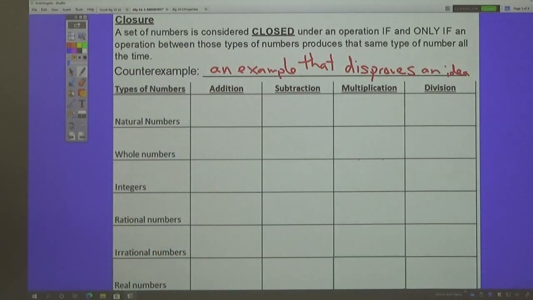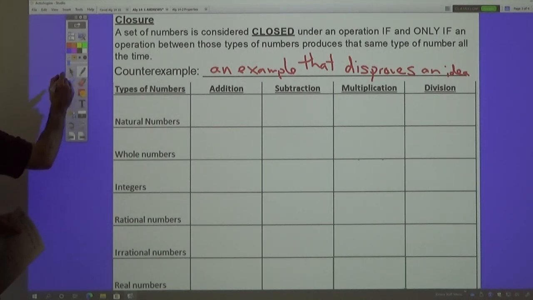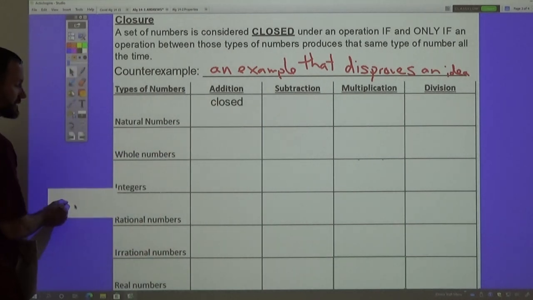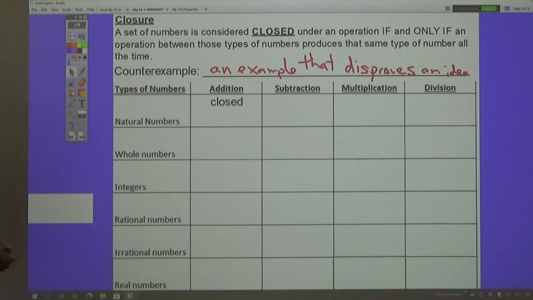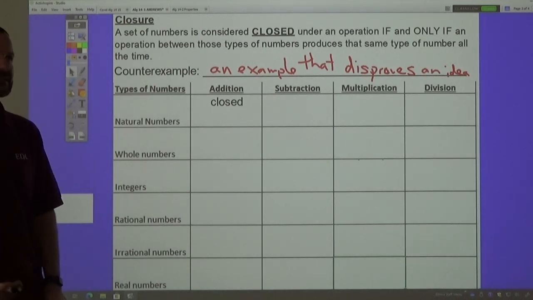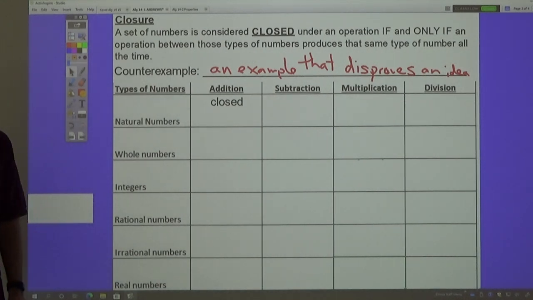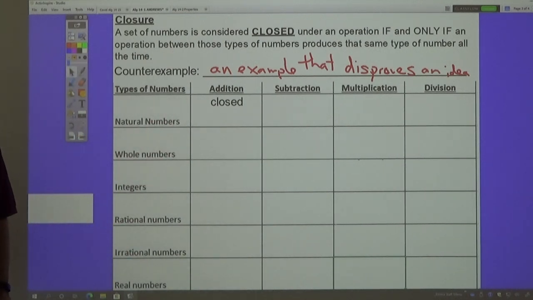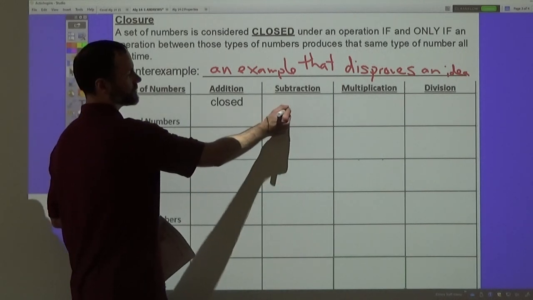So natural numbers, under addition, a natural number, for example, like 2 plus 2. 2 plus 2 is 4, or 2 plus 4 is 6, or 6 plus 8 is 14. Those are natural numbers. A natural plus a natural will always give you a natural, so that is considered closed.